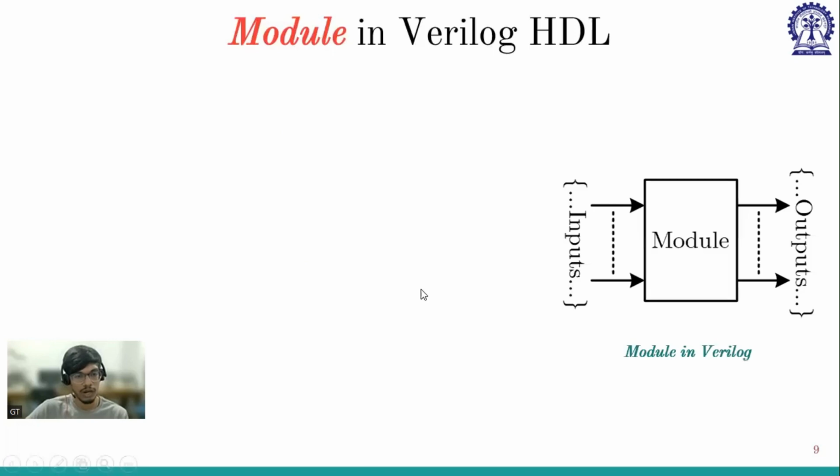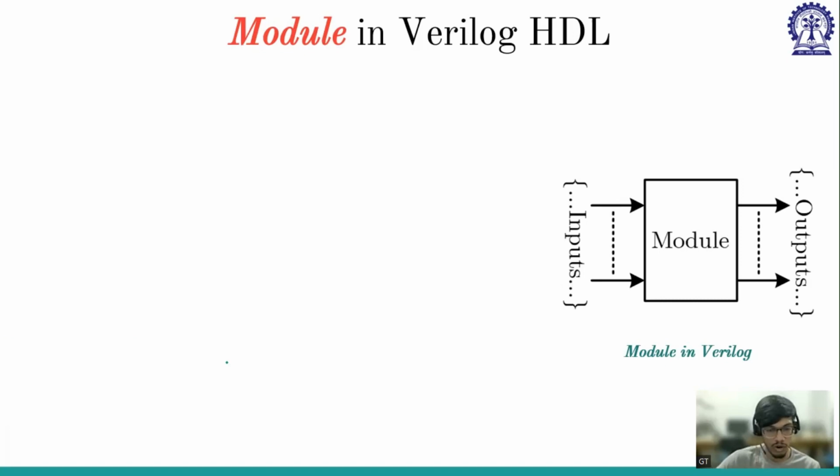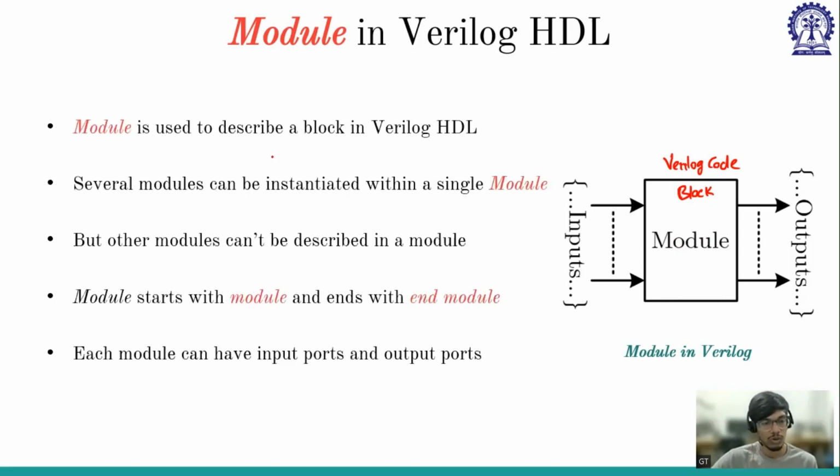Now we'll come to the module. In any coding language, we write inside a module. In Verilog also, we'll be writing the code inside a module, and it is named module. So this is our one Verilog code block. This is what we call a module in Verilog. It has some inputs as well as outputs. This module is used to describe a block in Verilog HDL.